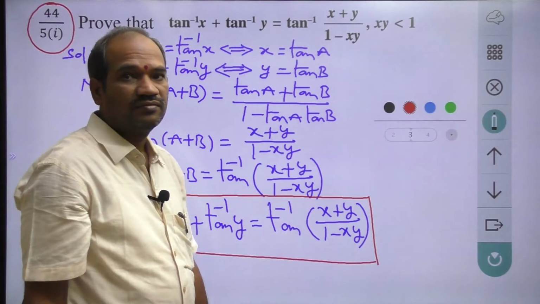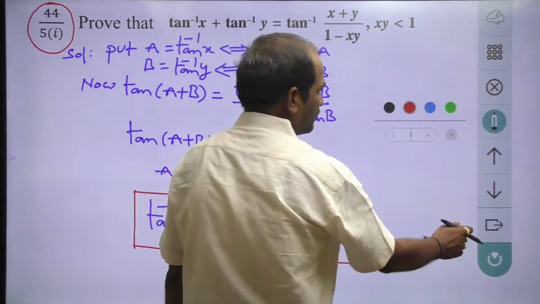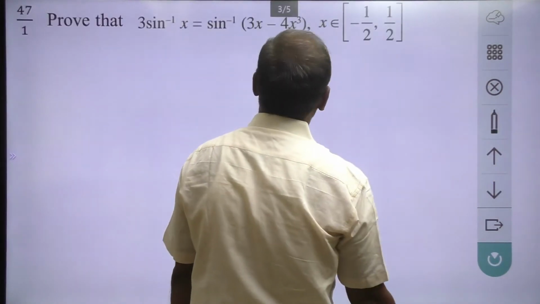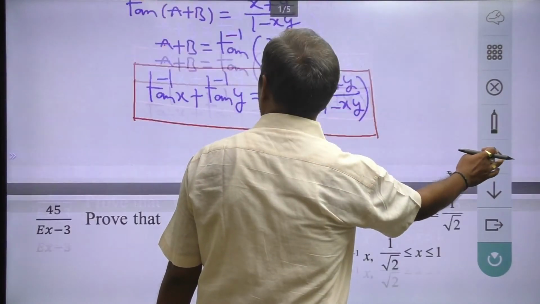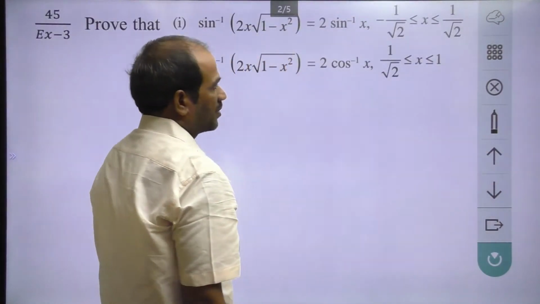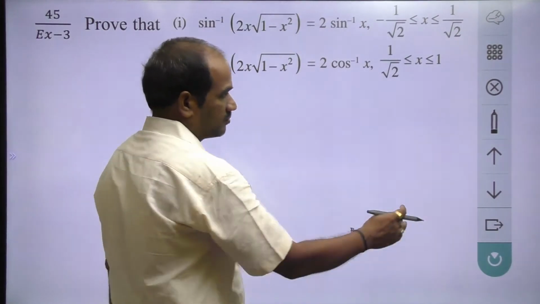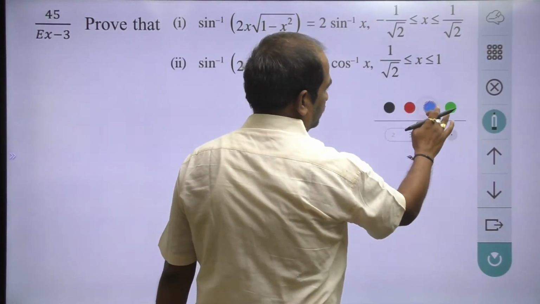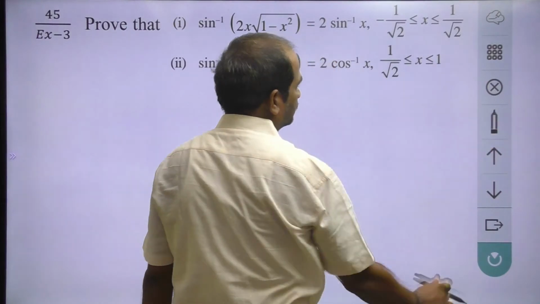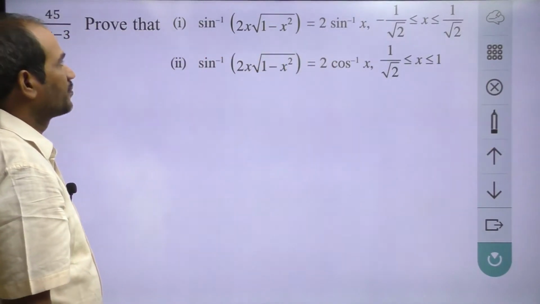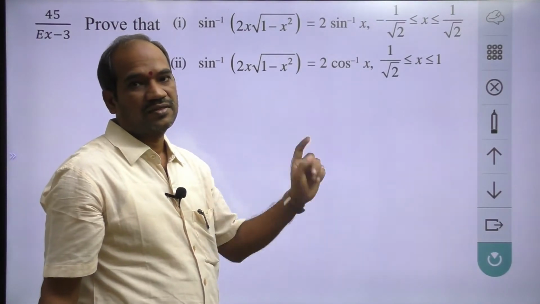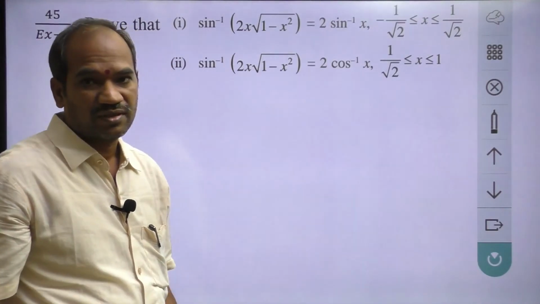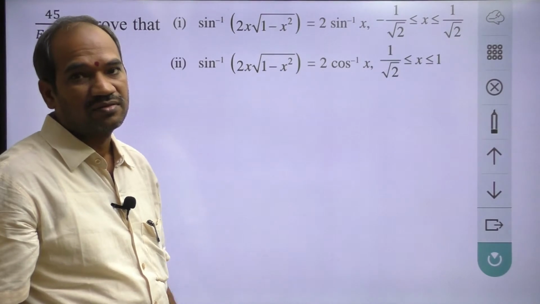See here in this next problem. This is a 2 marks question. These questions are also repeated questions in the final exam. Check the previous question papers one time. These problems are repeated questions.